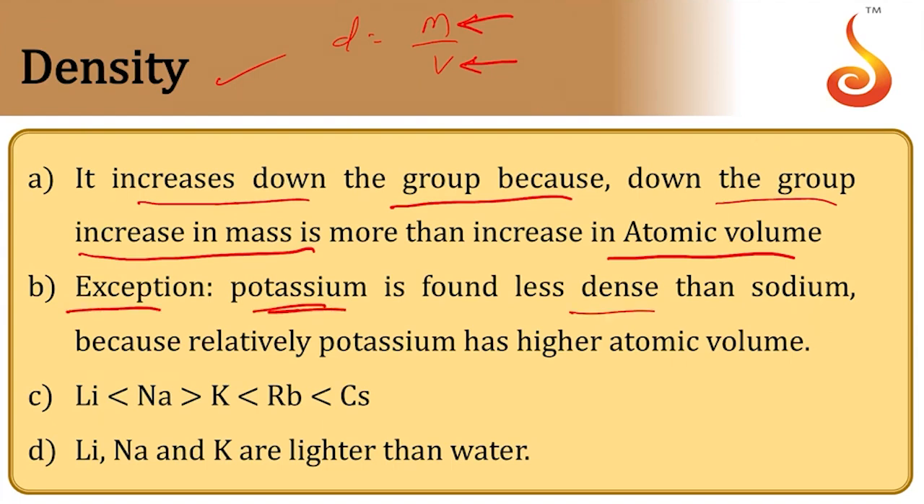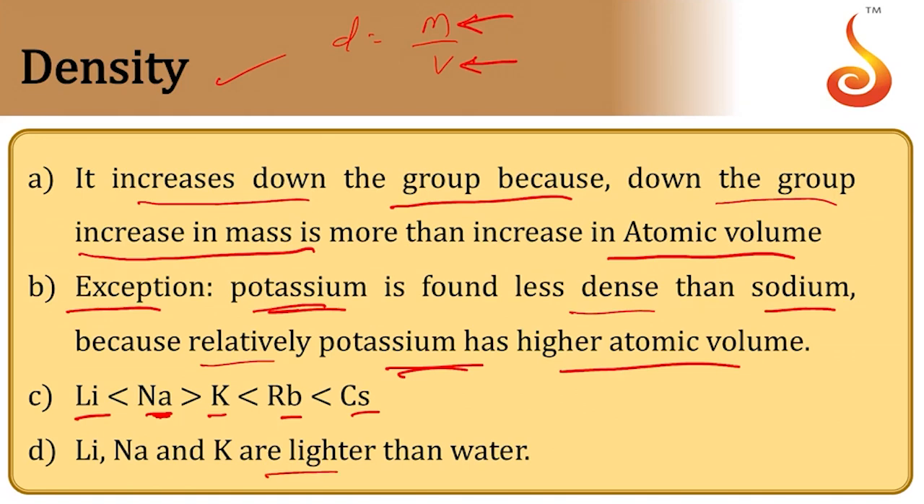The exception is potassium. Potassium is found to be less dense than sodium. That is because potassium has a relatively higher atomic volume, more atomic volume than it should have. Therefore, the density of potassium is less. So the order of densities will be lithium less than sodium, sodium more than potassium, then potassium less than rubidium, and then cesium.